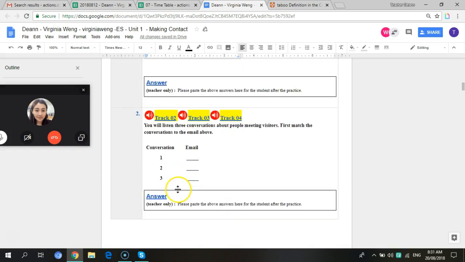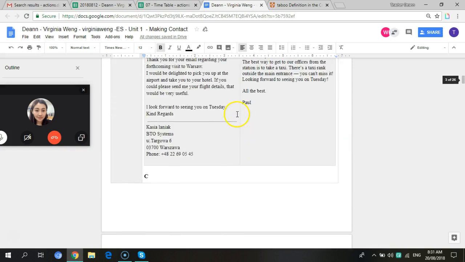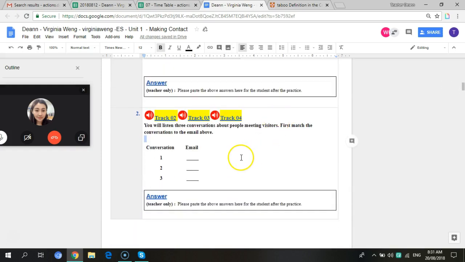Now this time, let us have number 2. Here we have track 02, track 03, and track 04. What you will do is listen to 3 conversations about people meeting visitors. First, match the conversations to the emails above. We have email A, B, and C. I want you to listen to tracks 2, 3, and 4 and determine which one is email A, which is email B, and which is email C. Can you do that?